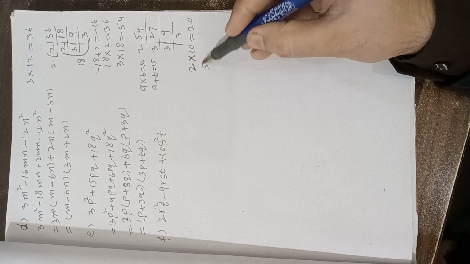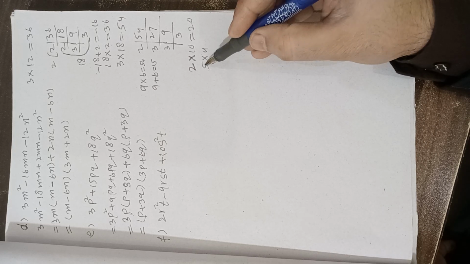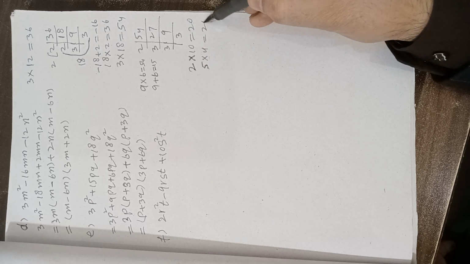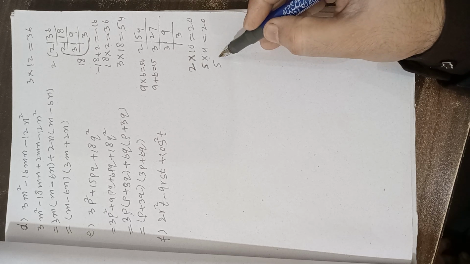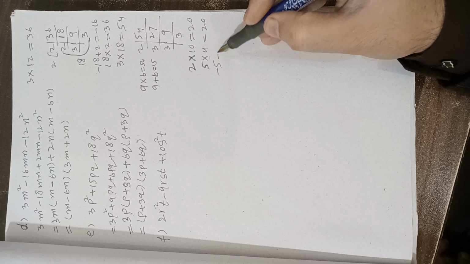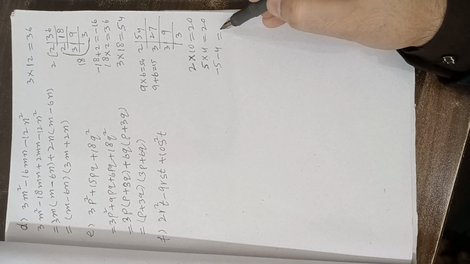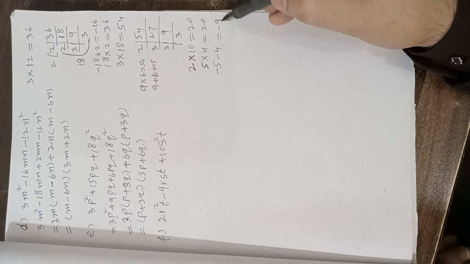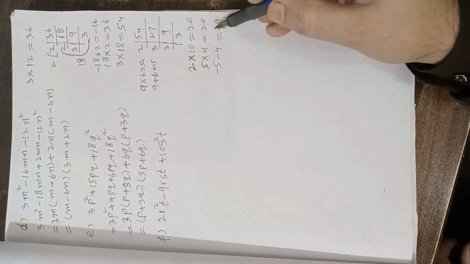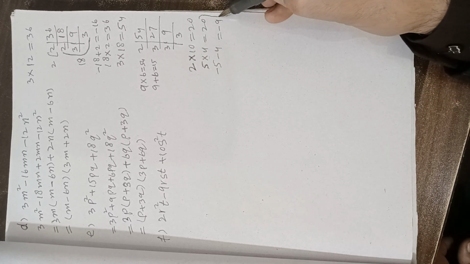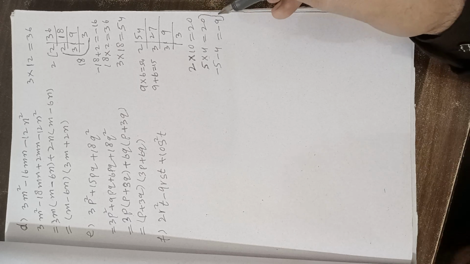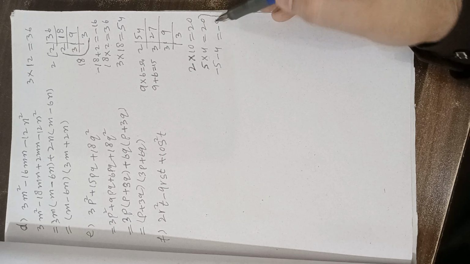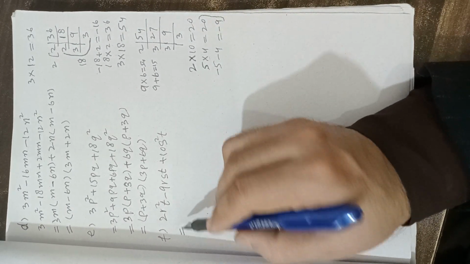If you multiply 5 with 4, the answer is 20, and if you add minus 5 and minus 4, the answer is minus 9, because both have the same sign, I added, and minus 9 is there. So due to these two numbers, we see that our conditions are fulfilled. When we multiply, the answer is 20. When we add, the answer is minus 9. So you choose this pair.